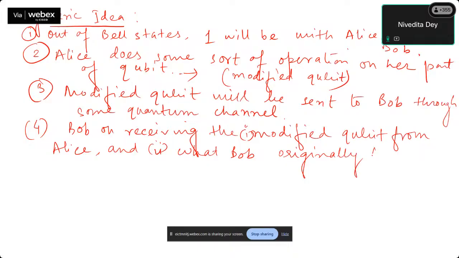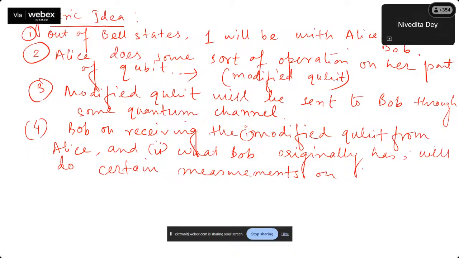Originally has will do certain measurements on his part of qubit. Now see the effect of that Jurva movie that we were talking about.